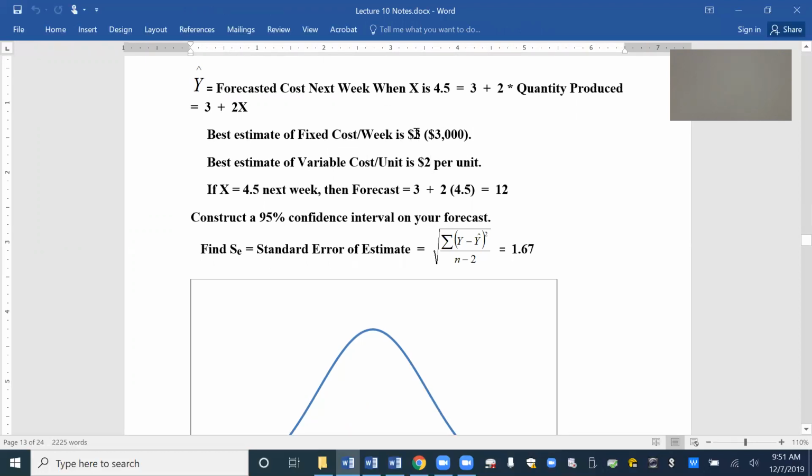Gee, I wonder what topic is big time on the CPA exam. Regression and correlation. The number one ways of estimating fixed and variable costs, because things change over time.